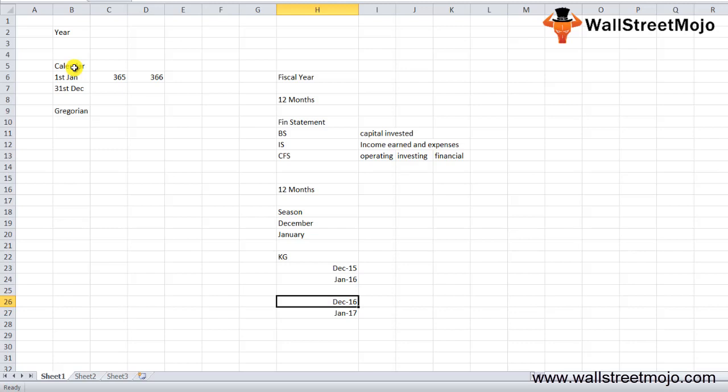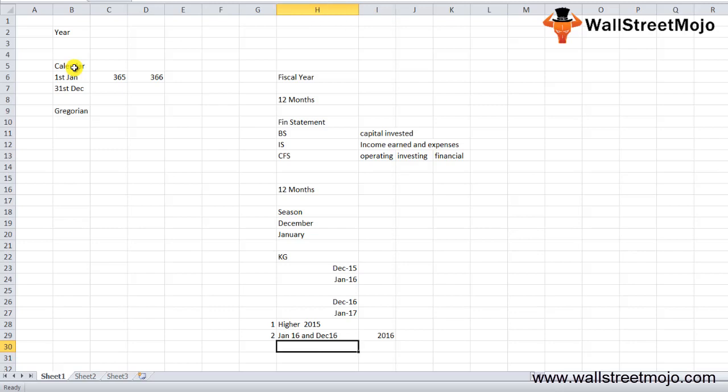Case one: if KG follows the calendar year, meaning the management prepares its financial statements using the calendar year, then there will be two implications. The first implication is that the higher performing month of December 15 gets included in the 2015 ending year. Second, one high performing month of Jan 16 and one underperforming month of December 16 are included in the 2016 result.